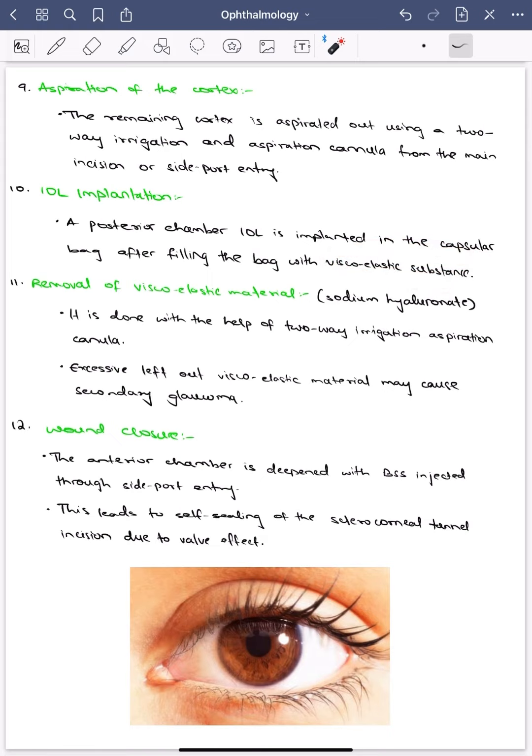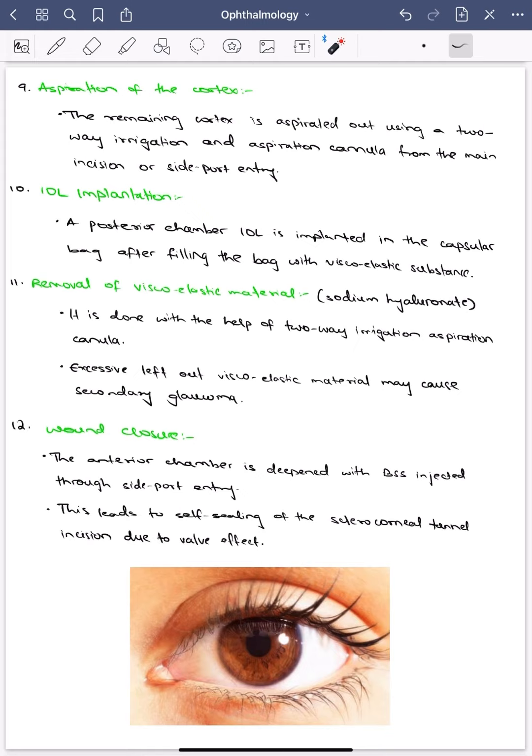The next step is removal of the viscoelastic material, and it is done with the help of two-way irrigation aspiration cannula, and this is done to prevent secondary glaucoma. And the final step in SICS is the wound closure, and this is done by injecting balanced salt solution through the side port entry, and this leads to self-sealing of the sclerocorneal tunnel incision due to the valve effect. So these are the steps in manual small incision cataract surgery.